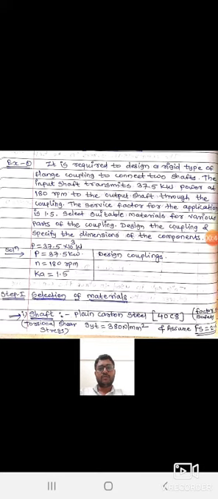So the solution is here. Power is given as 37.5 into 10 raised to 3 watt. Speed is given as 180 rpm. Application factor is given as 1.5. So our aim is to design the coupling. First step, selection of material.